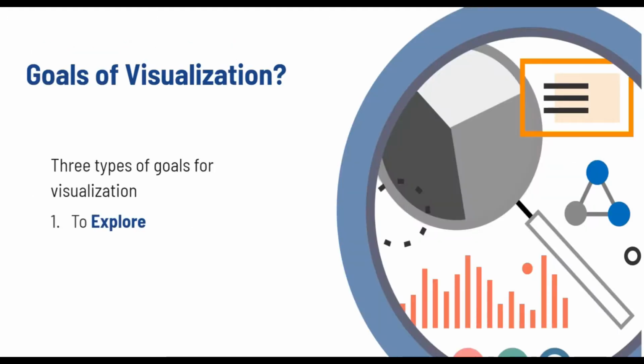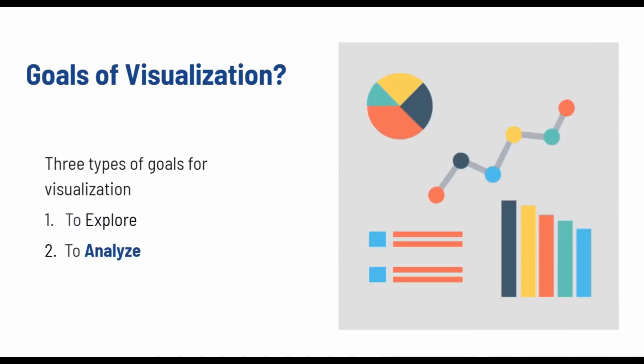There are 3 primary goals of data visualization. The very first is to explore. Exploratory data analysis is an approach to analyzing data sets to summarize their main characteristics, often with visual methods. The second is analyze. Data analysis is defined as a process of cleaning, transforming, and modeling data to discover useful information for business decision making.